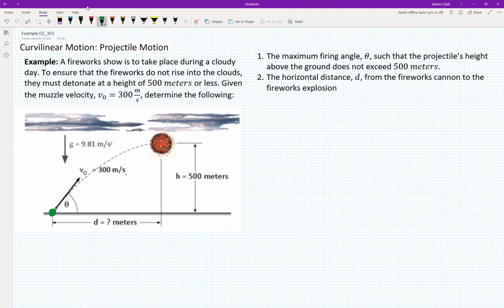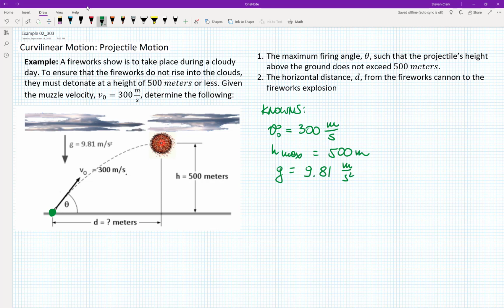Anyway, again, we know the initial velocity, so let's write it here. v0 is 300 meters per second. Oh, and we operate in SI units, yes? So no more US units, but this time SI units. And we also know that H max is 500 meters. And g this time will be not 32.2, but 9.81 meters per second squared.